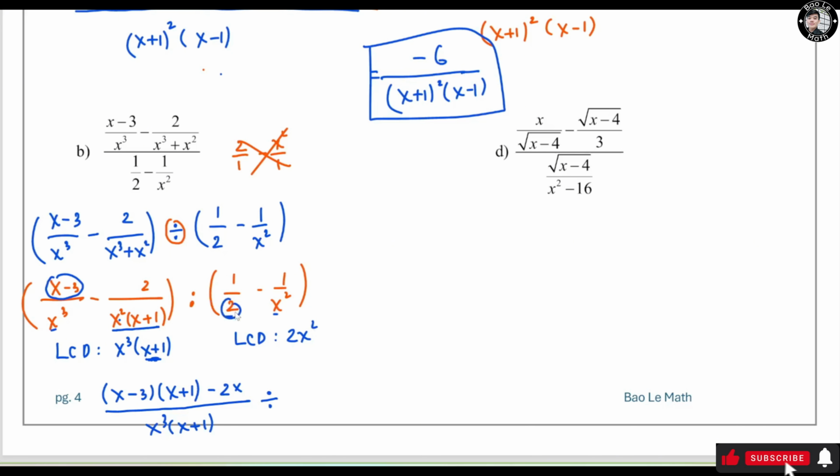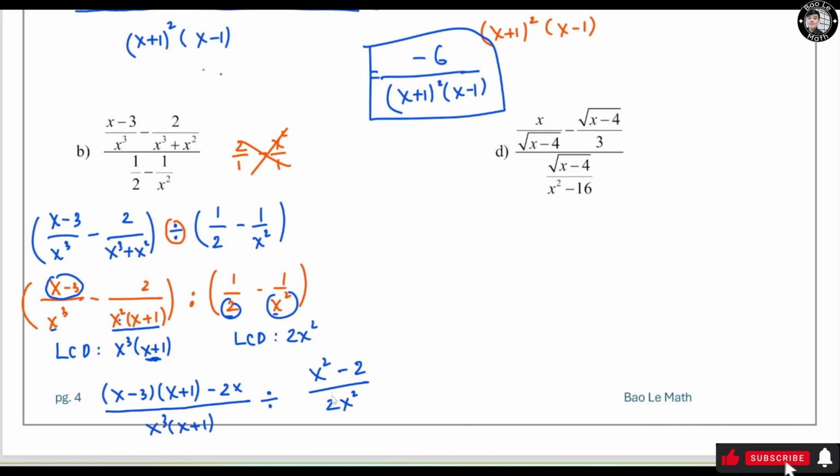You have 2 right here. You miss s², right? So multiply the top by s², right? Now, the LCD 2s². You have s² right here. You miss 2, right? So minus 2, right? Negative 1 times 2, it could be negative 2 over 2s², right?